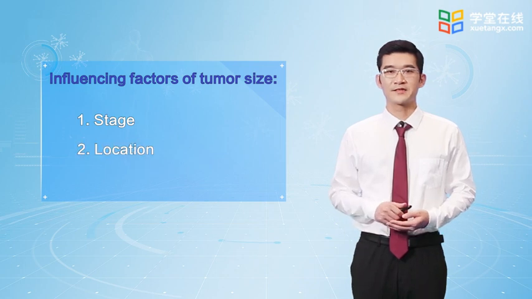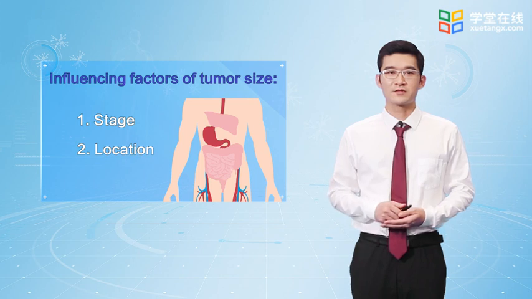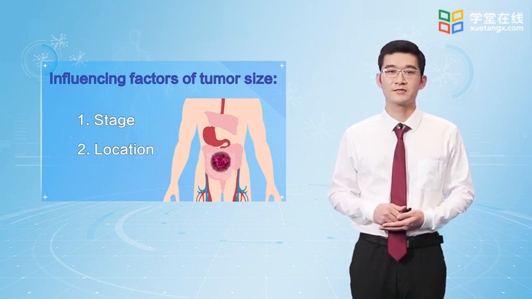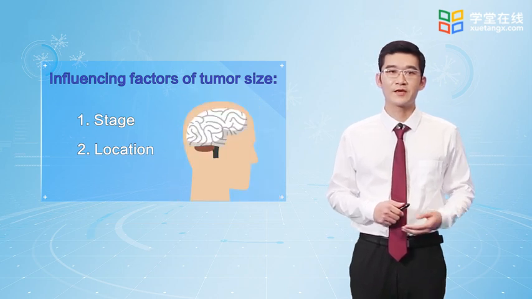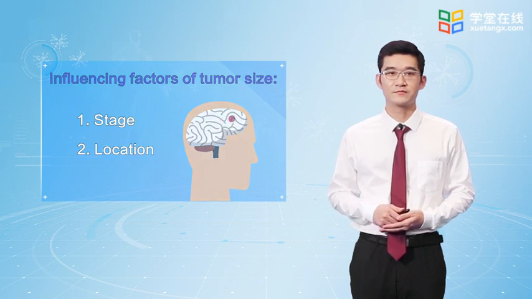Tumor location is another influencing factor. If the neoplasms arise on body surface or in abdominal cavity, the size can be very large due to the abundant space for the tumor to grow. For tumors developing in the cranial cavity, their sizes are usually small.